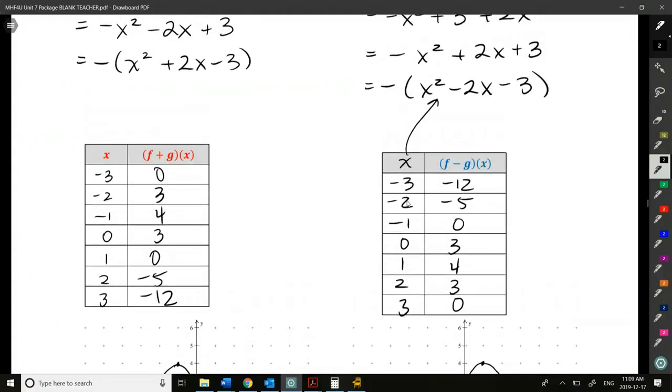Pardon? So you would have to factor this. You'd have to figure out two things that multiply to negative 3 and add to 2, and then get it into factored form.